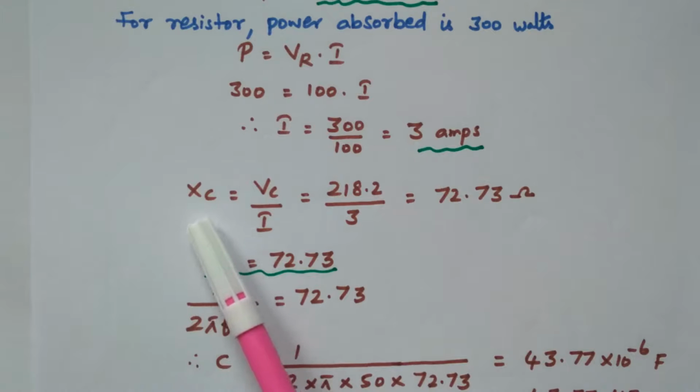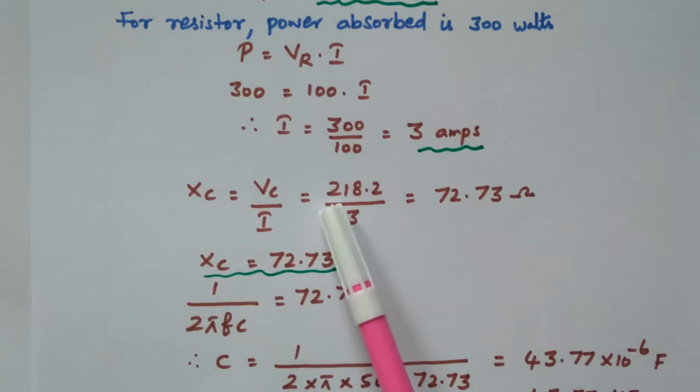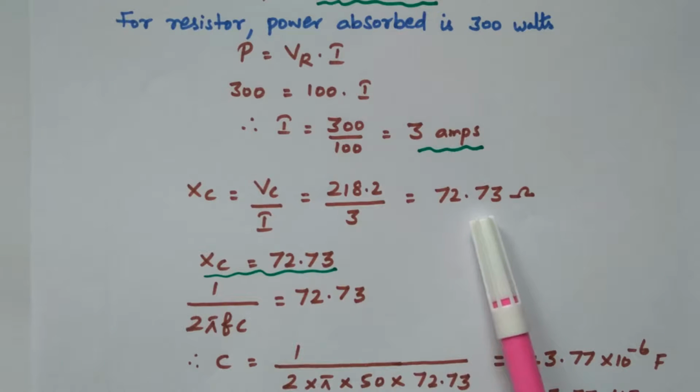So from that we can find the Xc value, the capacitive reactance. Xc = Vc/I. Vc is 218.2, the voltage across the capacitor that we just calculated. The current is 3 ampere. So by simplifying, we got 72.73 ohm. The capacitive reactance is 72.73 ohm.